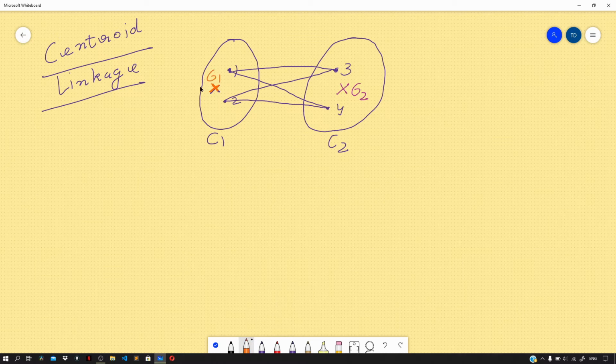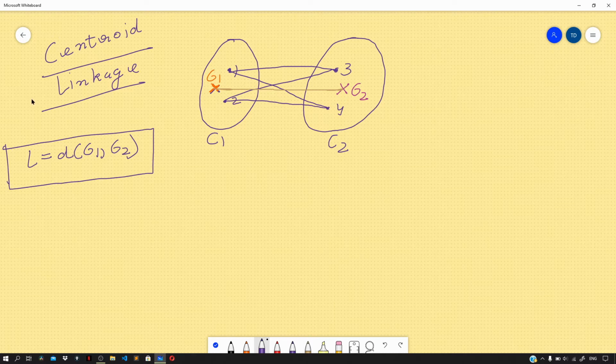So for the case of centroid linkage, we store the distance between these two centroids as the linkage value. So this distance. So the linkage value in this case will be the distance between the two centroids G1 and G2.